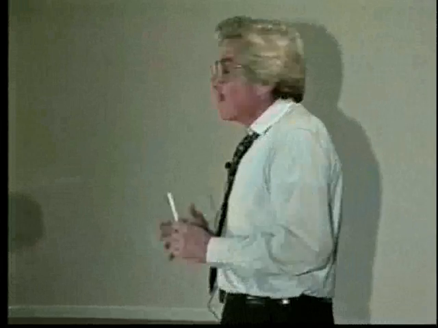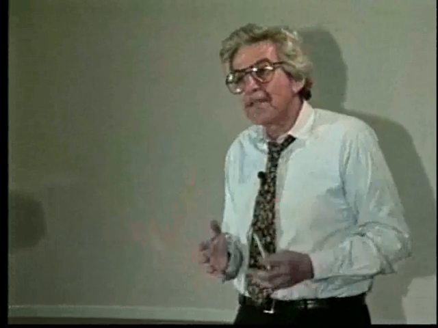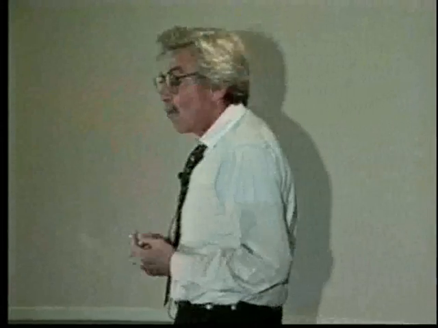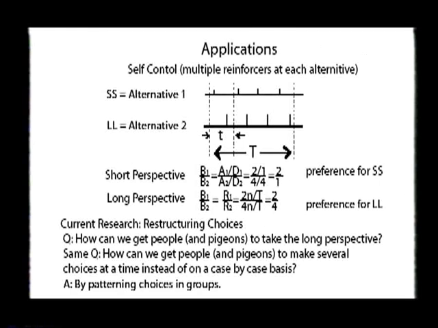This problem can only be solved by choosing essentially not to make the decisions on a case-by-case basis, but rather in some way making a whole bunch of decisions at once, or taking a long perspective like that. And this is just how the matching law handles that. If you take the short perspective, we have what we had before, a ratio of 2 to 1 and a preference for the SS. That is 2 pellets 1 second from now, 4 pellets 4 seconds from now, that's 2 over 4 or 2 over 1, which is a preference for the smaller, sooner reinforcement.